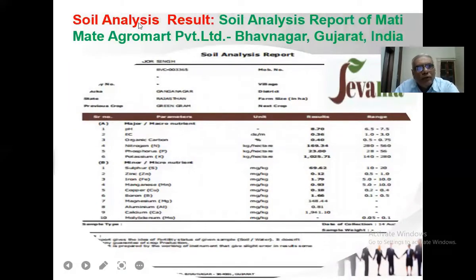These are soil analysis results of the Mati AgroMart Private Limited, Bhavnagar. Here you can see we are analyzing the pH, electric conductivity, organic carbon, major nutrients nitrogen, phosphorus, potassium, secondary nutrients calcium, magnesium, sulfur, then micronutrients zinc, iron, manganese, copper, boron.